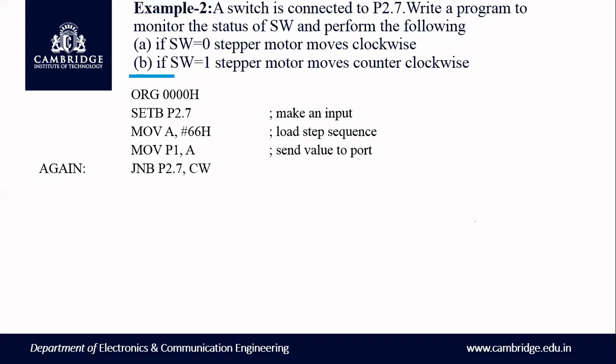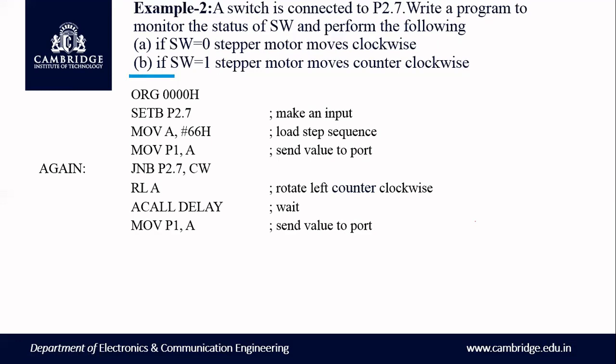Here we are checking whether the switch is 0 or 1. Jump if not bit: if it is 0, then we go to the CW label. CW stands for clockwise rotation. If it is 1, we need to do counterclockwise, so rotate left and provide this value. Call delay, wait, and move that rotated-left value onto port P1. Then it will rotate in the anti-clockwise direction.